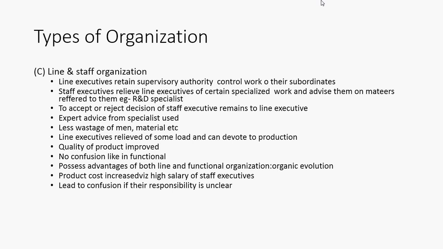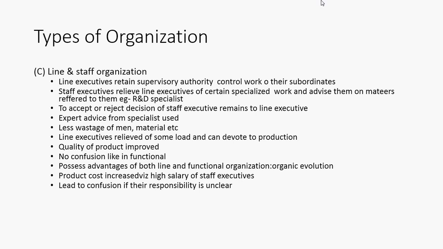The product cost increases because we are including the specialist persons, whose salaries we have to pay. The staff executives get high salaries because they are working on various tasks, entirely new things from time to time, so they are highly paid. Obviously the cost incurred for them is distributed equally over all products produced by the enterprise, so the product cost will increase. It leads to confusion if their responsibility is unclear.